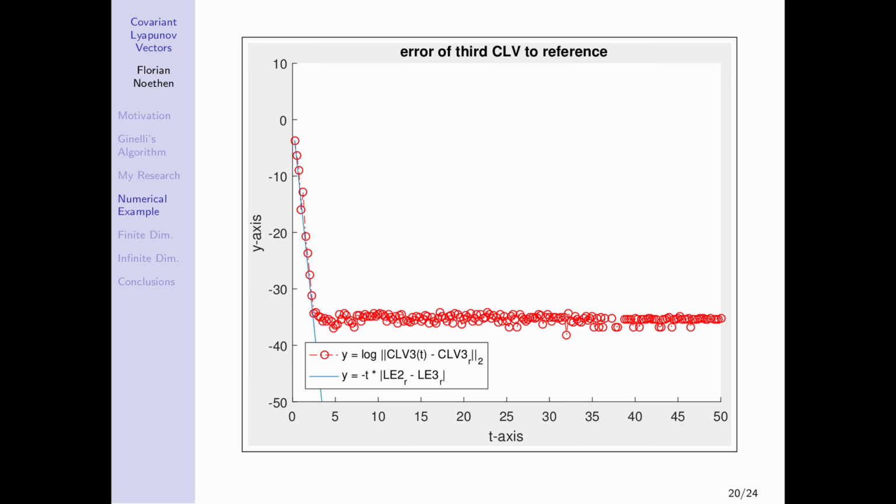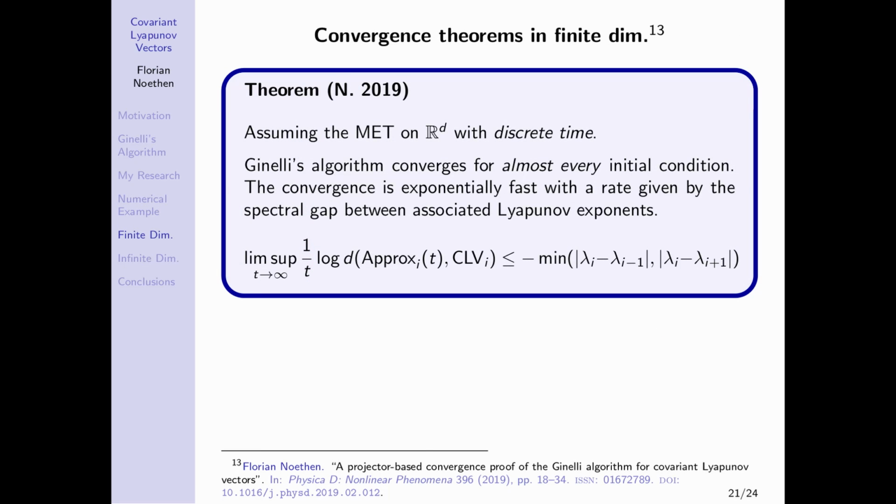This is not just a feature of the Lorenz system, but rather I could show analytically that given the assumptions of the multiplicative ergodic theorem, we can expect such a convergence. I could show that Ginelli's algorithm converges for almost every initial condition, and if you go back, by this I mean the two sets of initial vectors in Ginelli's algorithm, one I had in red and the other I had in blue. And I could also show that the convergence is exponentially fast with the rate given by the spectral gap between associated Lyapunov exponents.